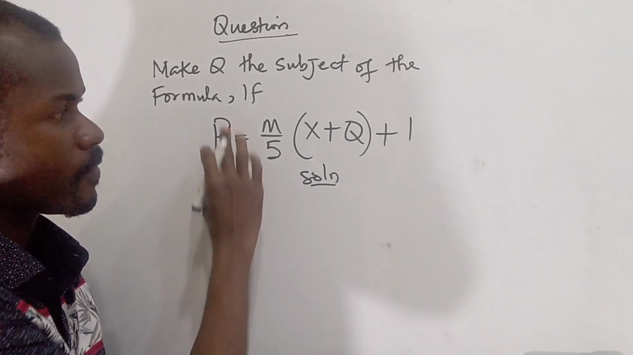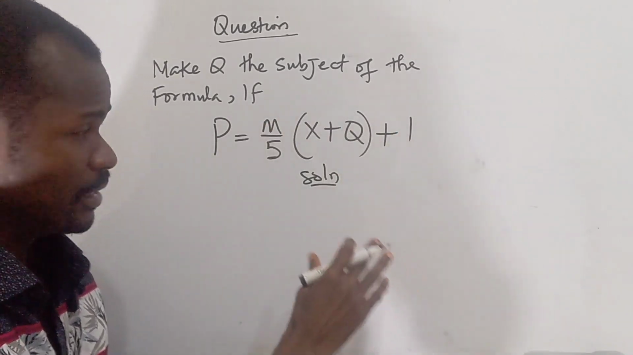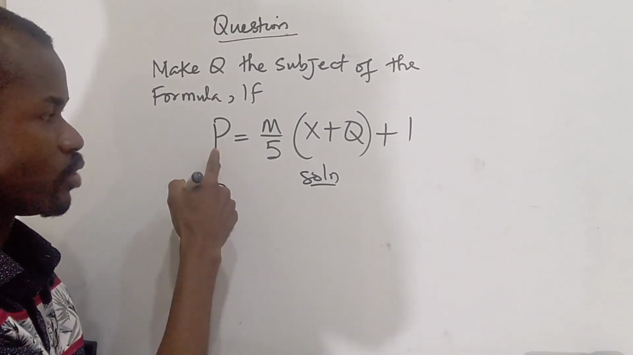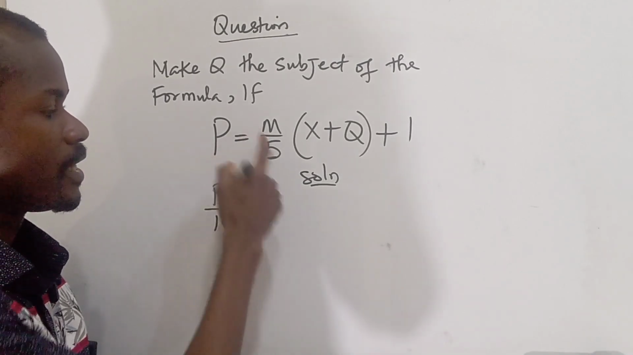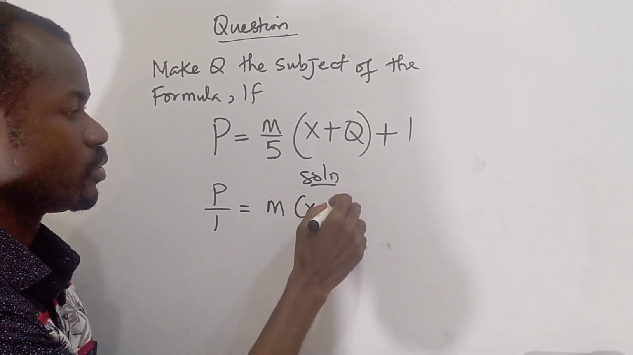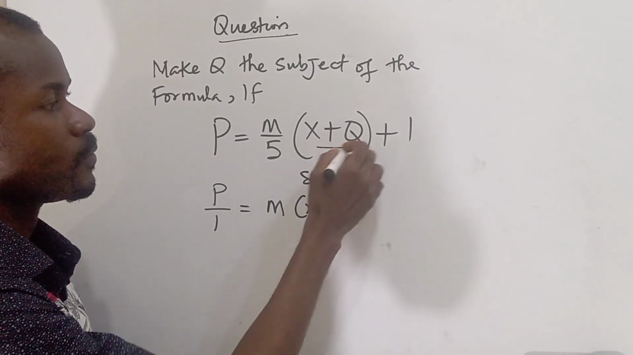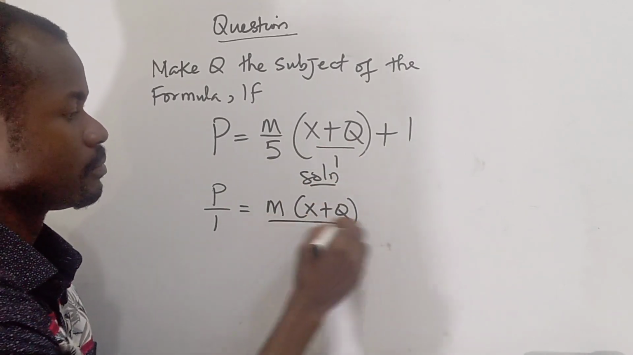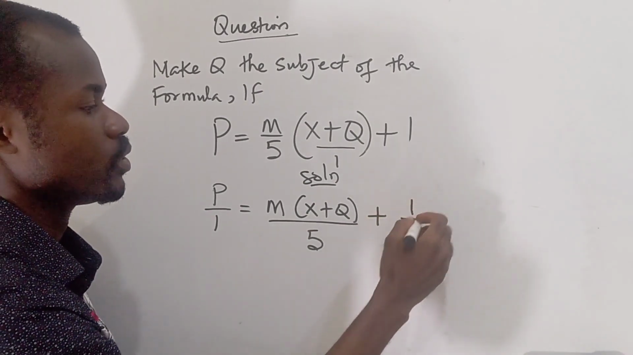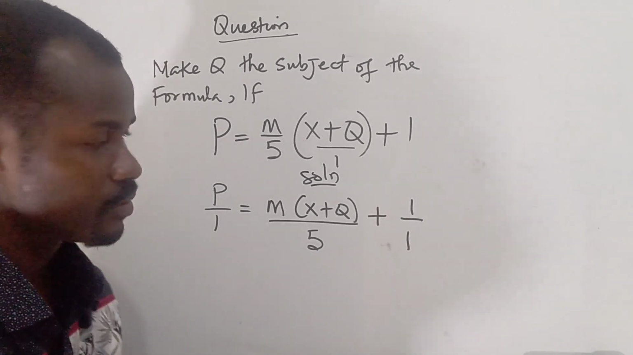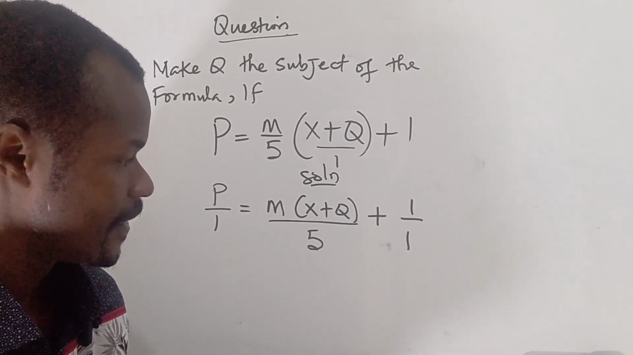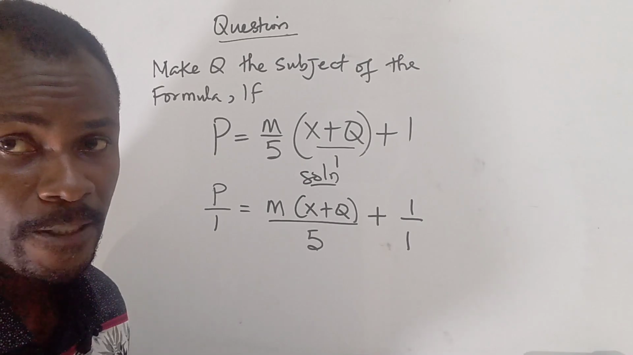Our solution, first of all, I want to arrange this in an easy format. So I can say P divided by 1, which still means P. So M, remember, is multiplying the bracket, so X plus Q. I can put over 1 here, so 5 times 1 means what? 5 plus, I can write this 1 over 1. All right, so this is an easy expression of what we have. So with this, I can now solve further.